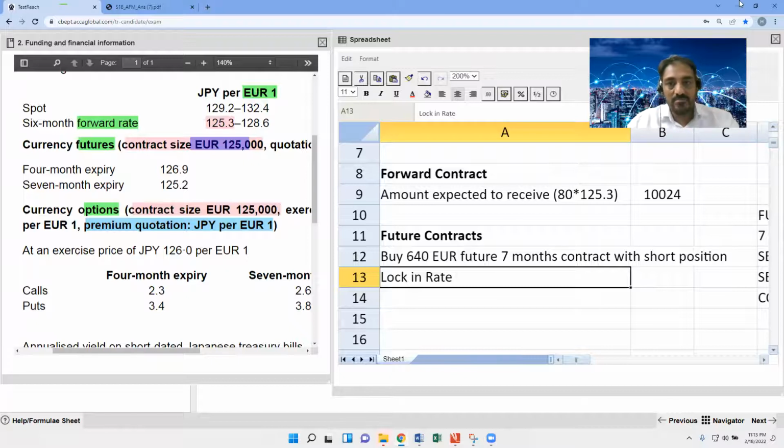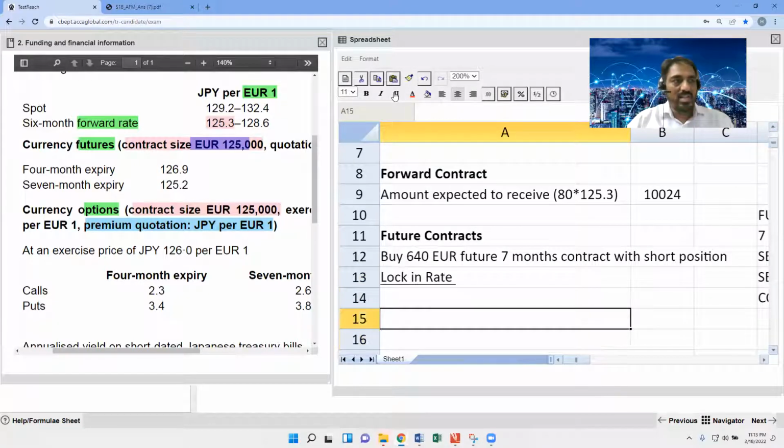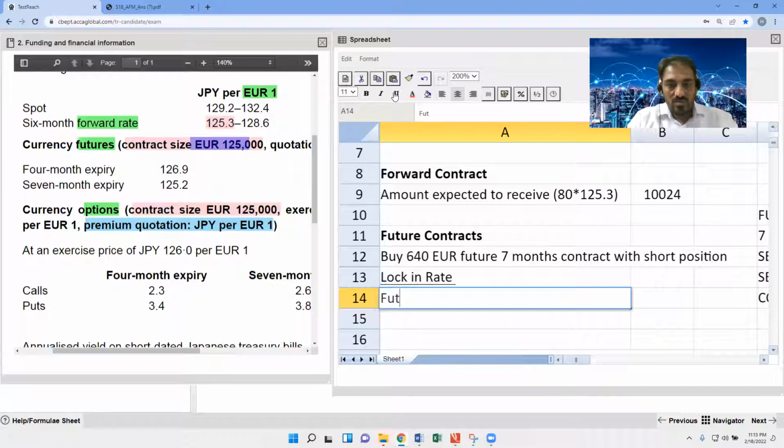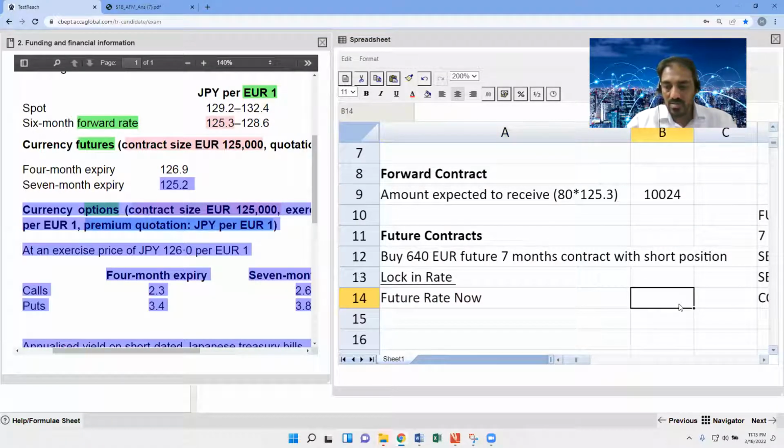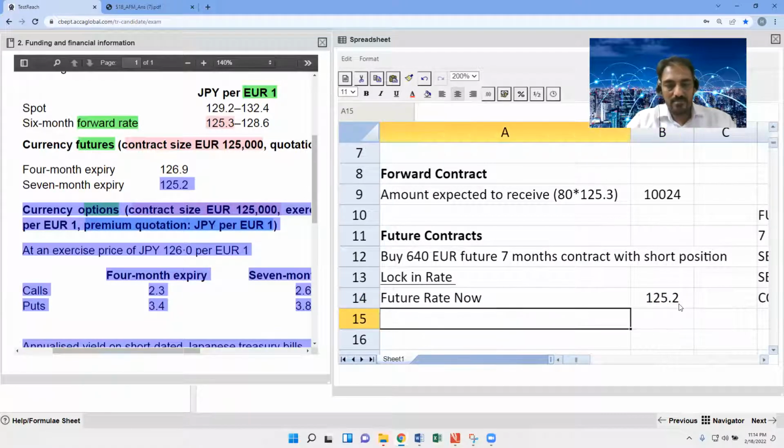And after that, the lock-in rate. How to calculate the lock-in rate quickly? Futures rate now. What is the futures rate now? Come on. That is 125.2. And add the basis risk remaining.